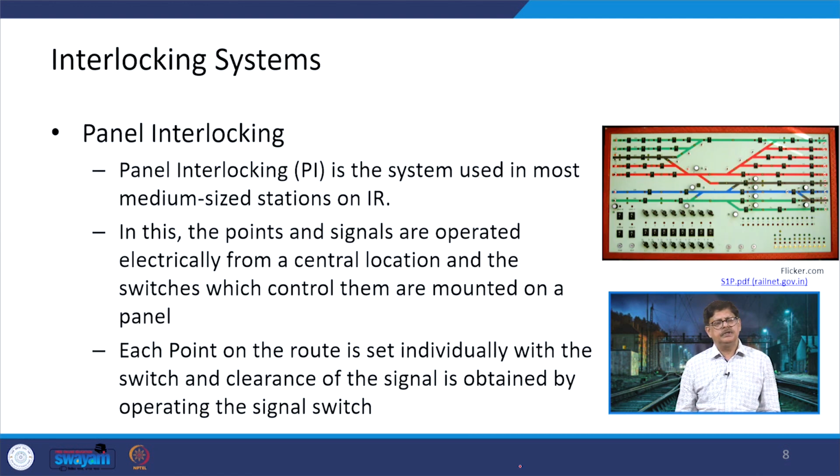So, the first one here we are talking about is panel interlocking. A panel interlocking system is the one which is used in most medium sized stations on Indian railways. In this, the points and signals are operated electrically from a central location and the switches which control them are mounted on a panel.